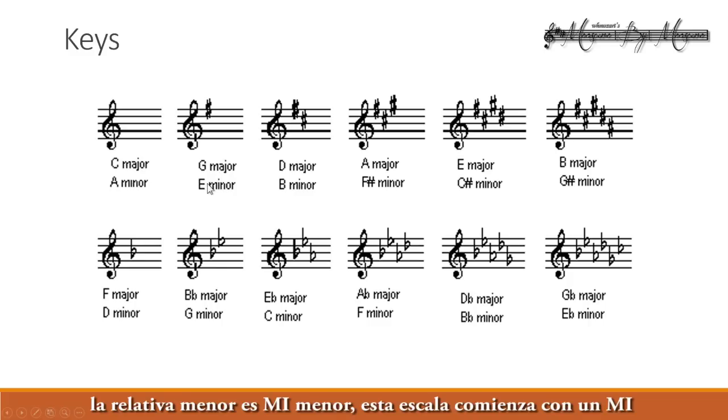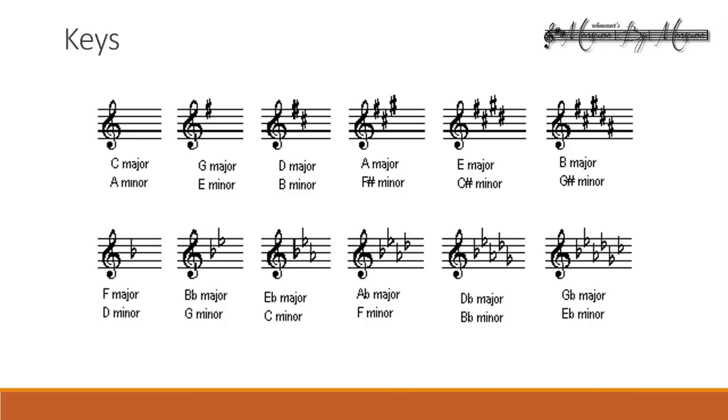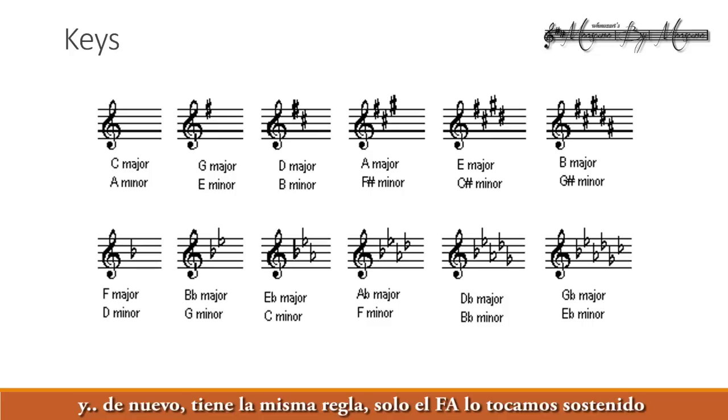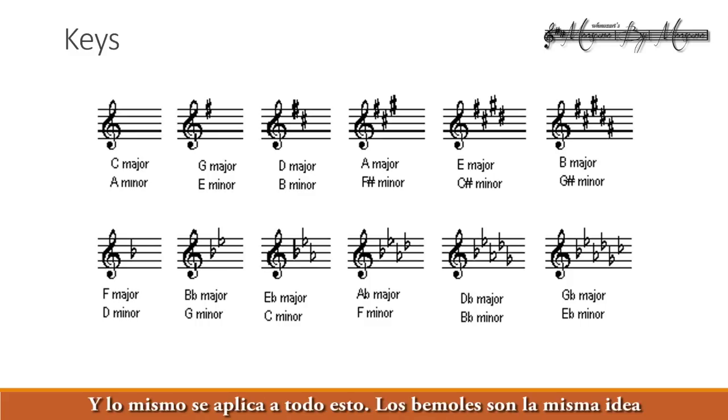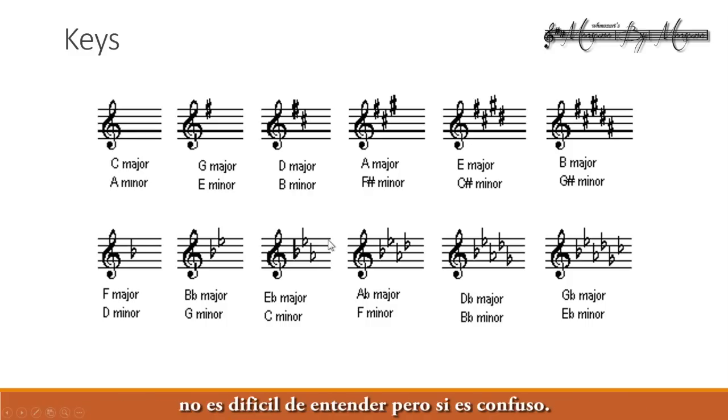And now the relative minor would be E minor, and that's a scale where we start on E. And again, it's the same rule. It's just the F that we play sharp. So an E minor scale is E, F sharp, G, A, B, C, D, and E. See, that scale sounds darker. And the same applies to all of these. The flats are exactly the same principle. It's not hard to understand, but it does get confusing.